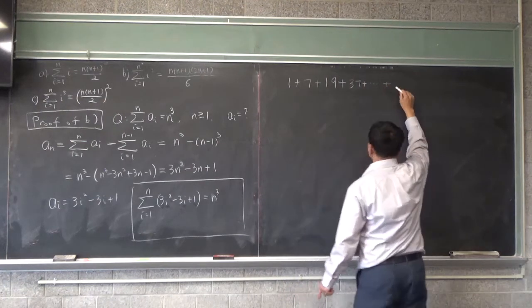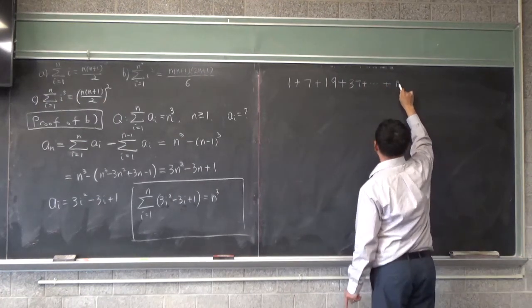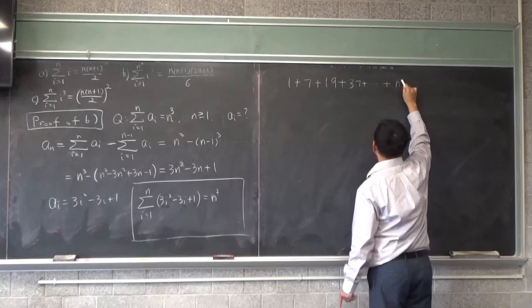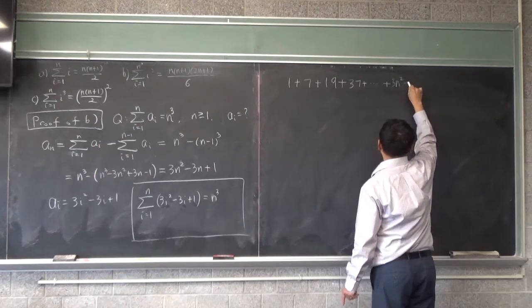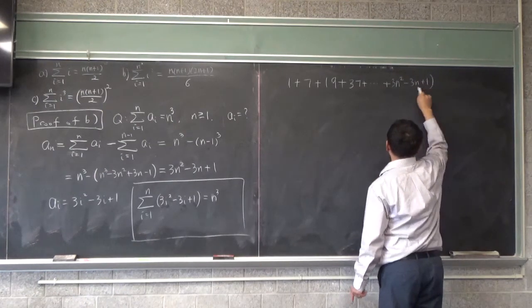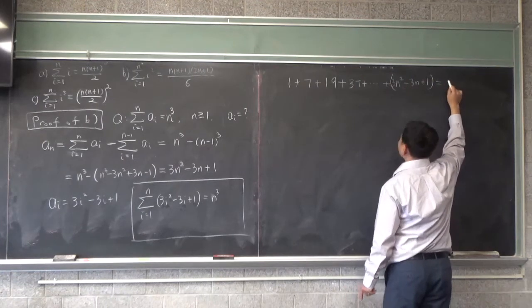Keep adding all the way up till the last point, which is n, 3n squared minus 3n plus 1. That's the last number, right? And this will result in n cubed.